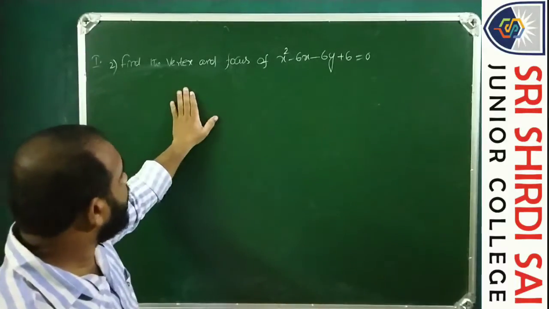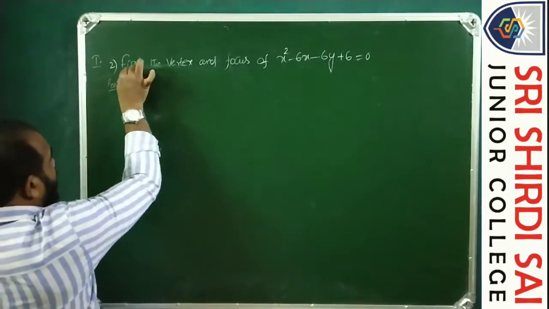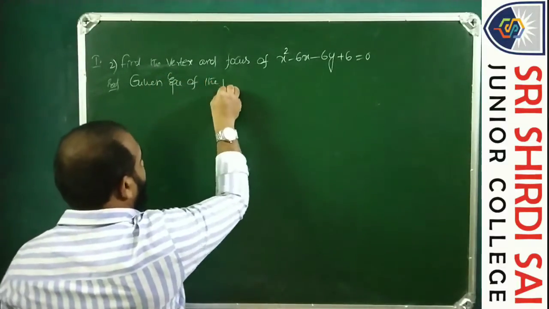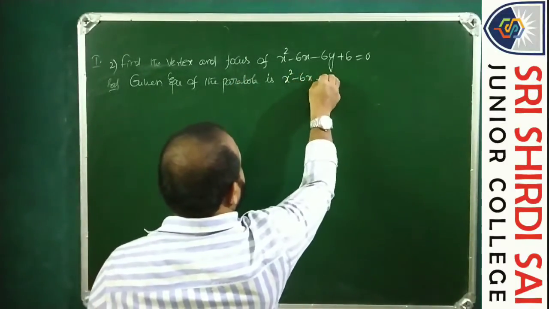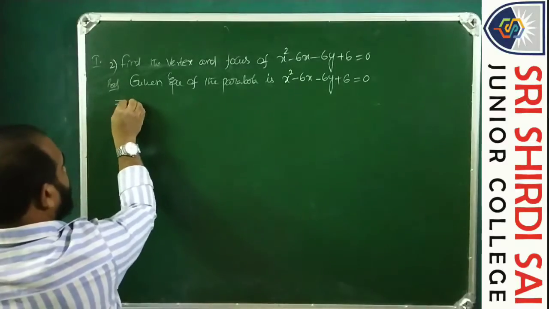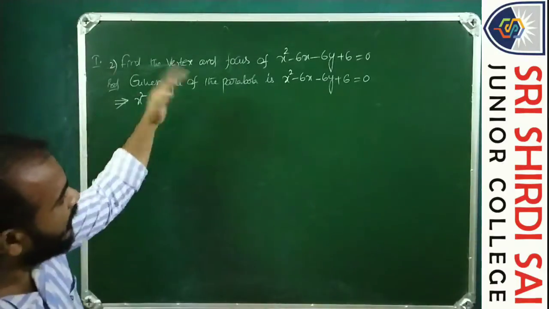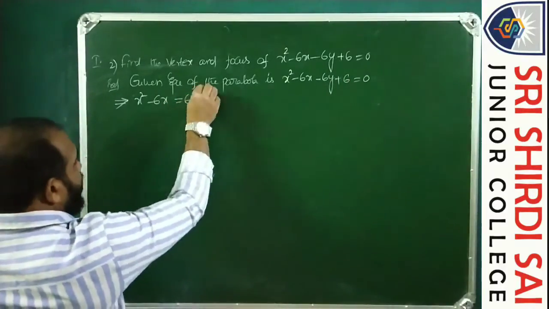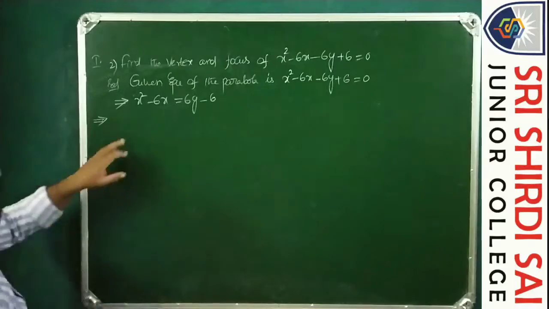Now find the vertex and focus of this parabola. So solution: the given equation of the parabola is x square minus 6x minus 6y plus 6 equals 0. Now this is x square minus 6x. X terms I keep on one side and the remaining y and constant on the other side. This is equal to 6y minus 6. Here I will complete the square for this.